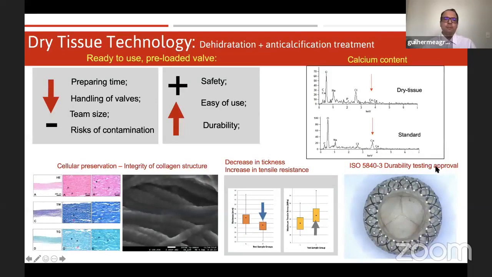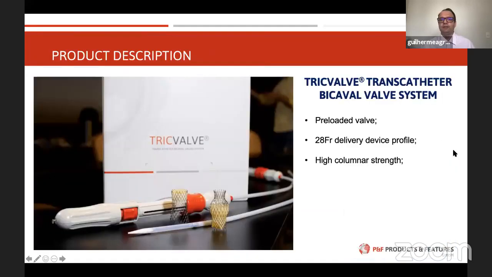As Katarina mentioned before, all the valves that we have use dry tissue. It's a characteristic of our device, and these valves are preloaded in the delivery system. It's an important feature in these devices, and this is the device. We have the preloaded valves.